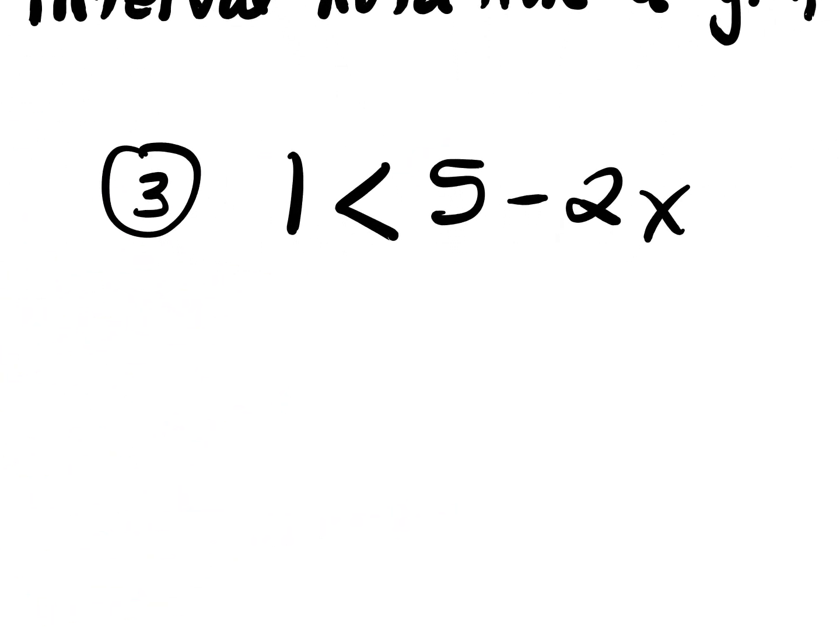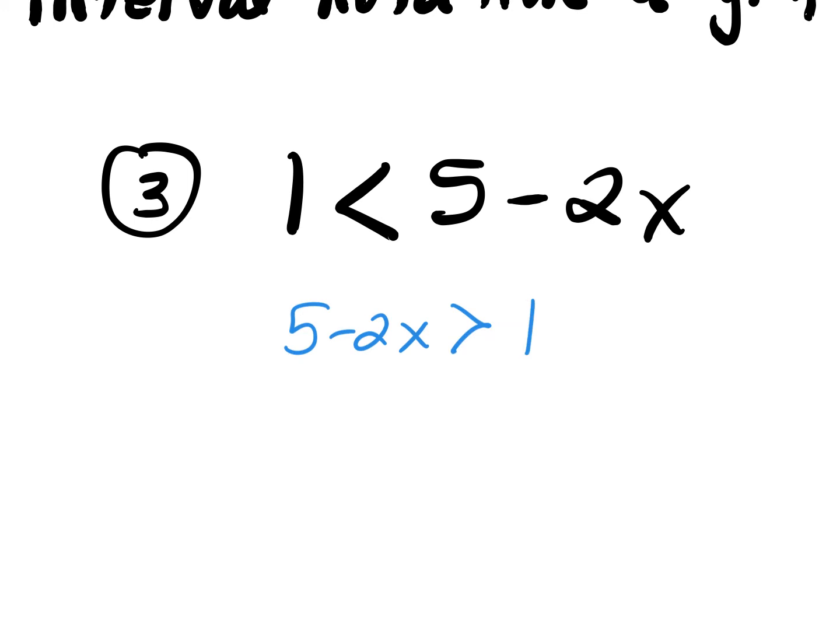How's this one a little different? It's on the opposite side. Do you see how your variable is on the opposite side? If you don't like that, the first thing you can do is flip the sides that things are on. What do you do to the inequality sign? You'd flip it. You could rewrite this as 5 minus 2x is greater than 1.